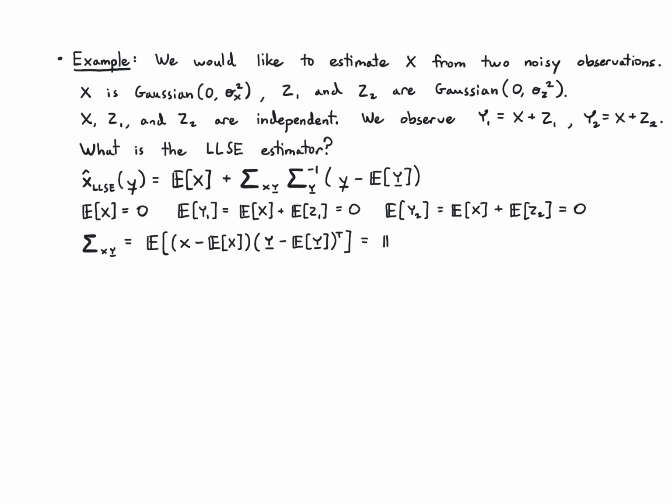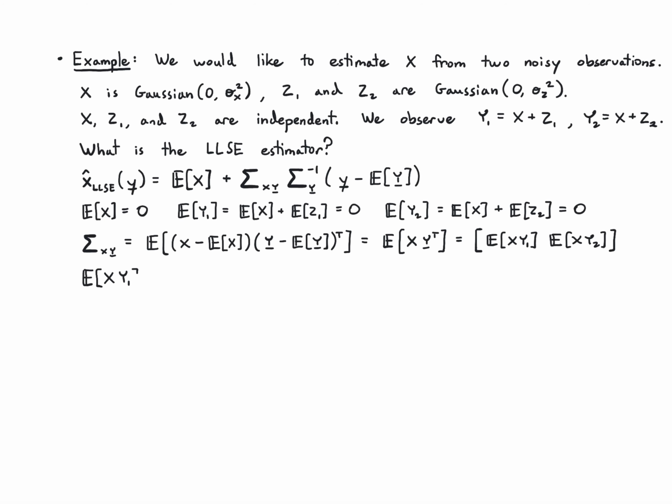Well, what does that look like? Since the means are all 0, this is just x times y vector transpose, which is just E of x y1 and then E of x y2. Okay, so even though the abstract formula looks pretty complicated, it actually just turns out to be two terms sitting next to each other in a row in this example.